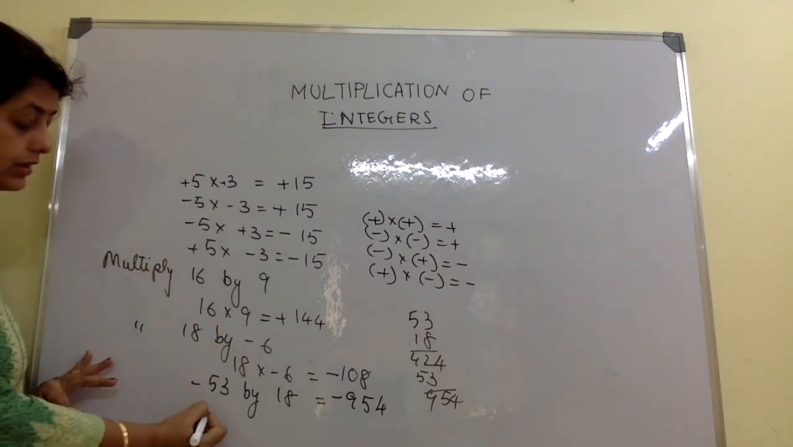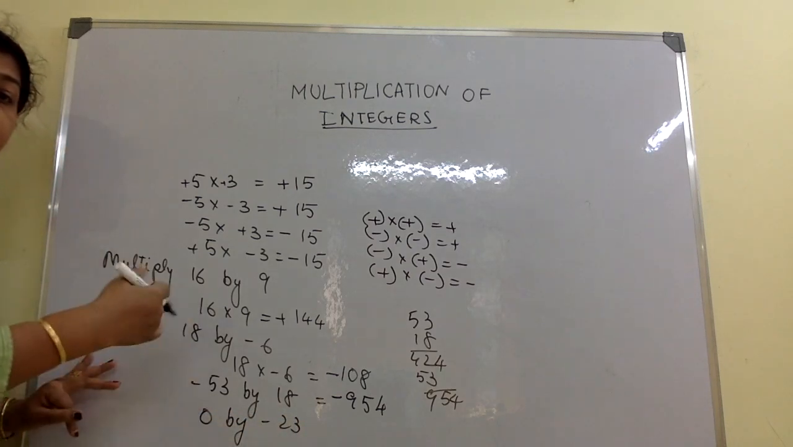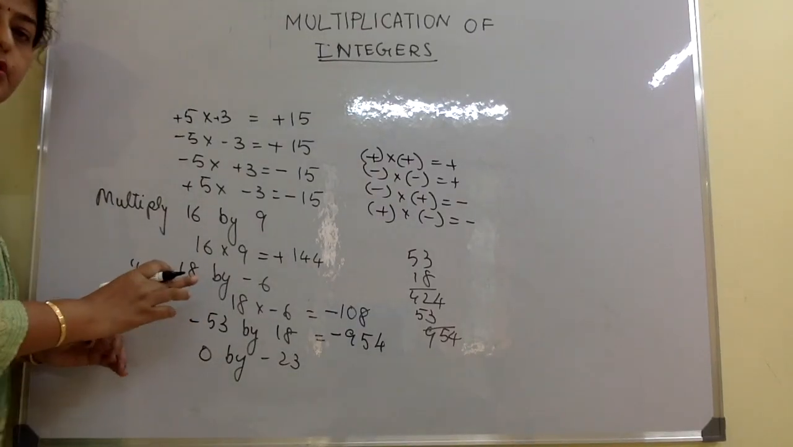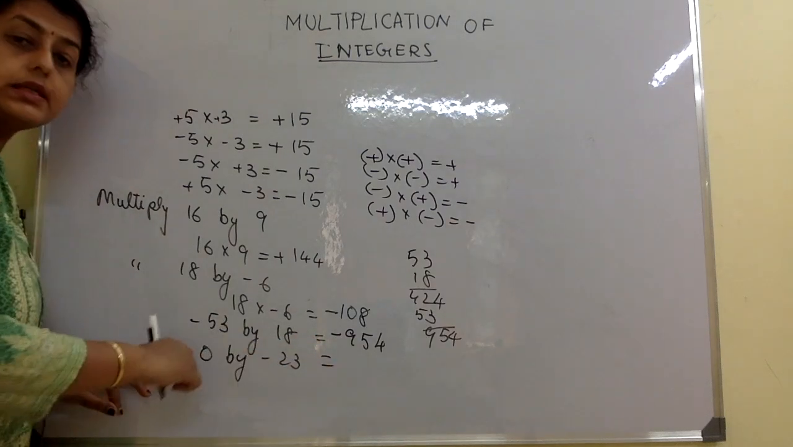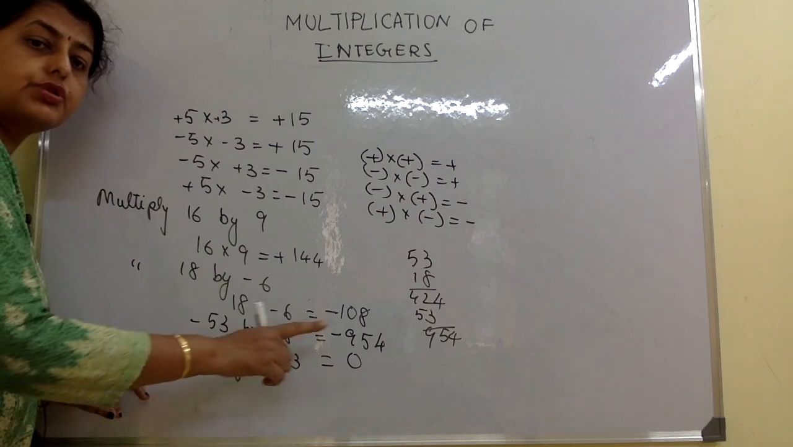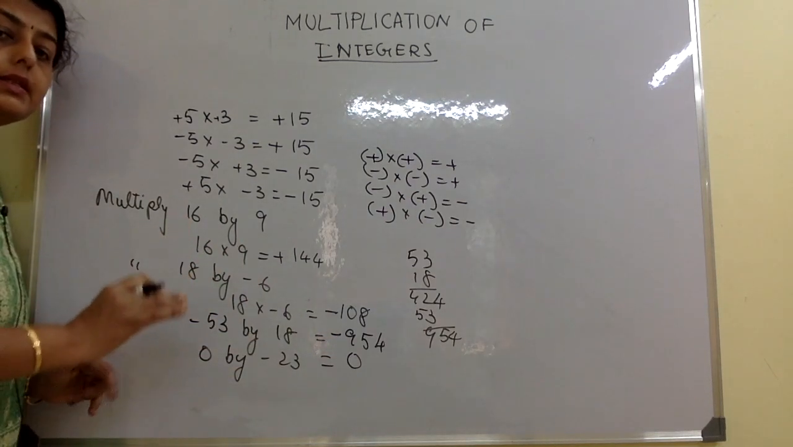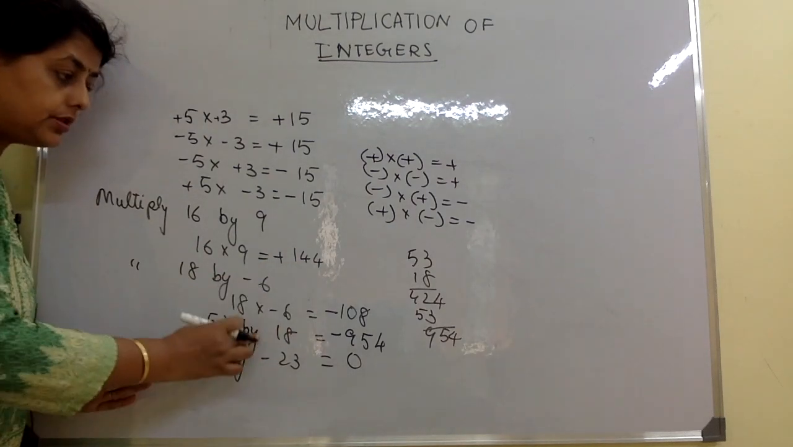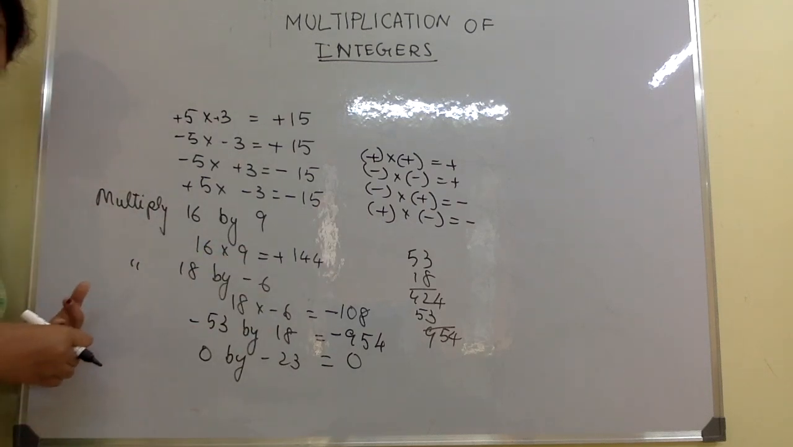Now one last one, 0 by minus 23. Any number when multiplied with a 0 is what? Is 0 only. So whether this has been taken as positive or negative, you still get a 0 as the answer. So it is that simple. Number with number multiply, sign with sign, follow this rule, and you get your multiplications correct.